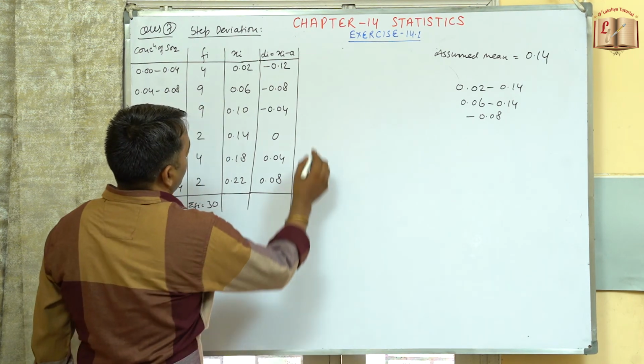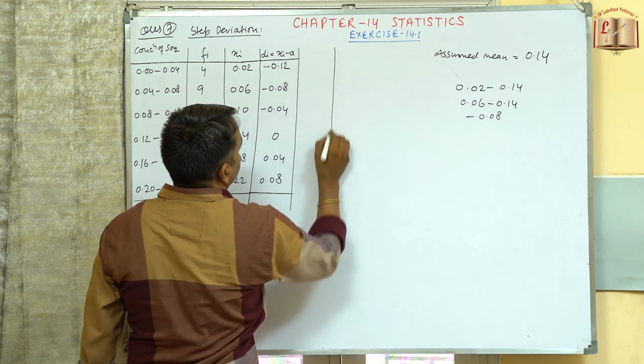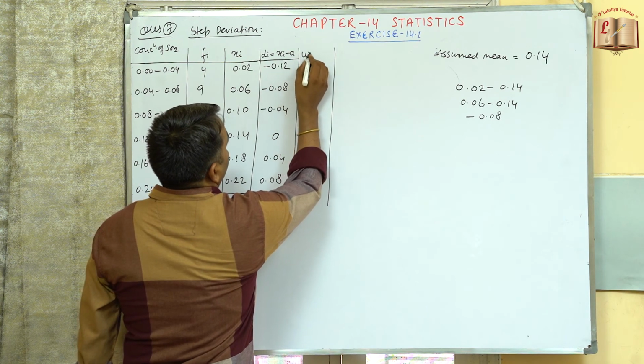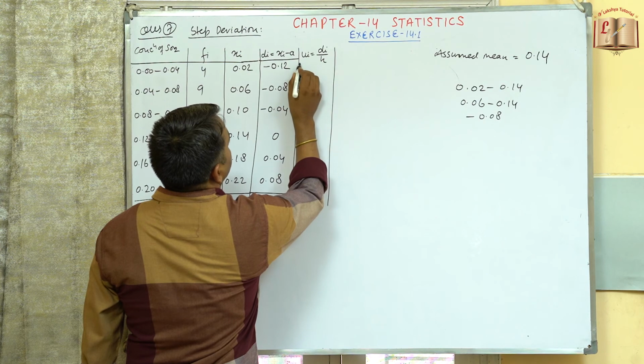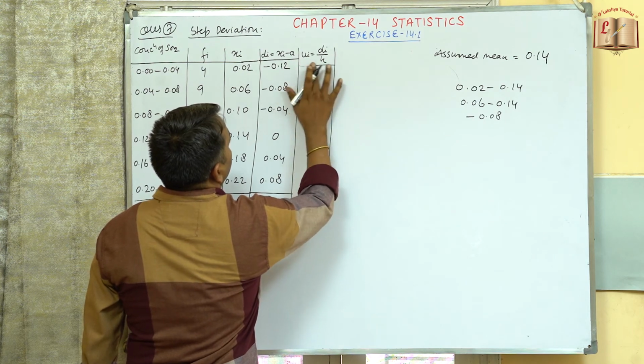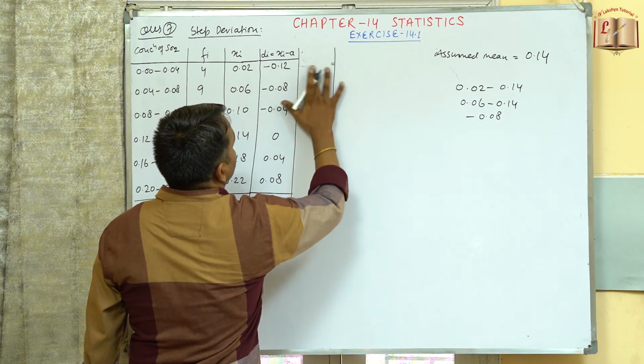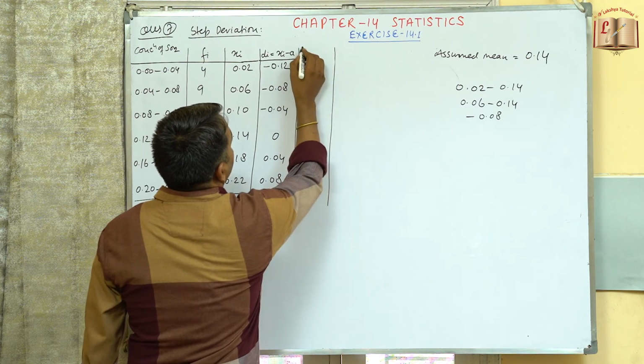Now we will need to find out ui. So ui will be equal to di divided by h. So di divided by h. h we know, this is the height only.